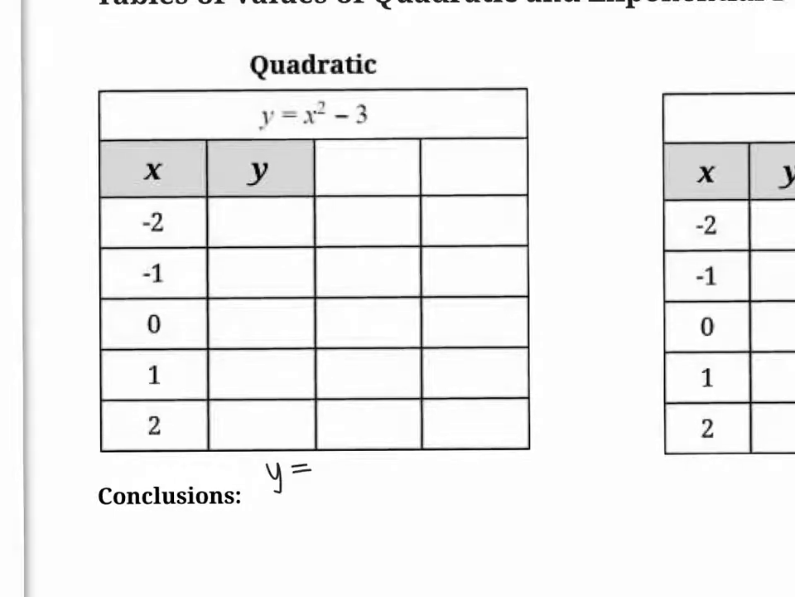Every time I see an x, I'm going to replace it with -2. So I'm going to put -2, and then squared minus 3, and we're going to check what that is in our calculator. You should get 1. So when I plug in -2, I get 1. I'm going to do the next one. I'm going to plug in -1. We'll do one more, and then you should be able to figure out what to do next. Take away 3. And we should get -2. So I'm going to put -2.